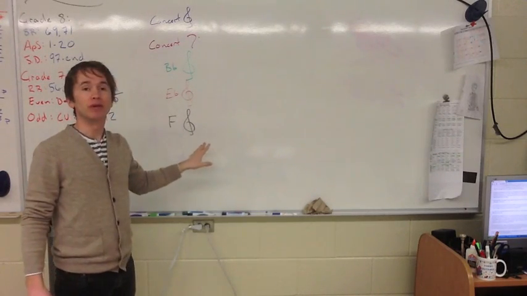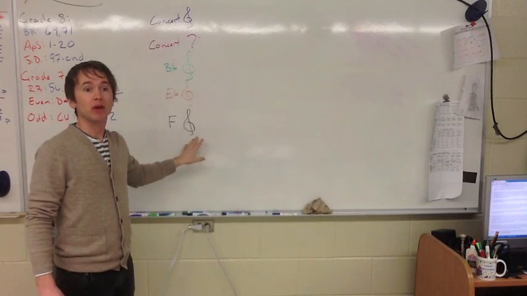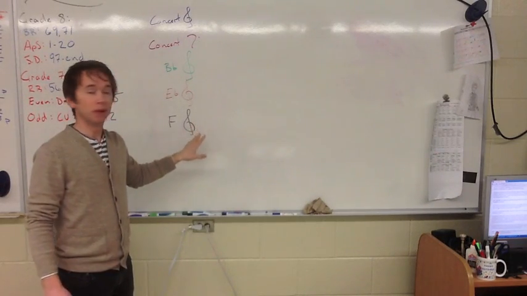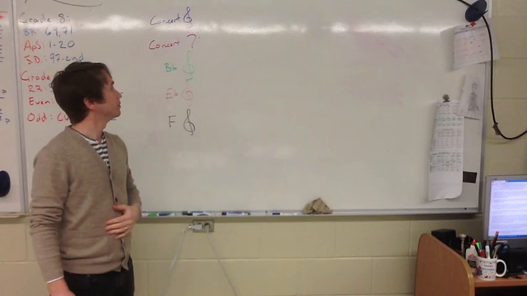And lastly, we have the French horn, which plays in the treble clef as well. When we play the first note of B flat concert, you play F, and you're the F family of instruments.